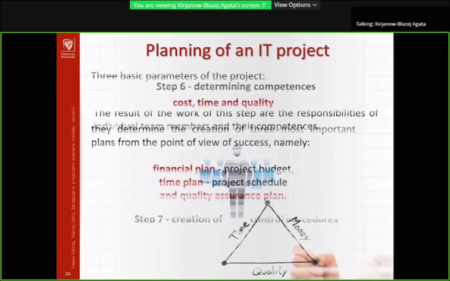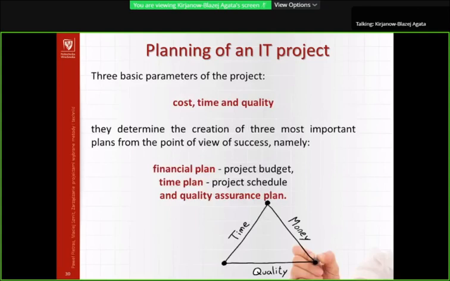We have three basic parameters of the project: cost, time, and quality. And these three things determine the creation of the three most important plans from the point of view of success, namely financial plan, which is about project budget, time plan, this is project schedule, and quality assurance plan.